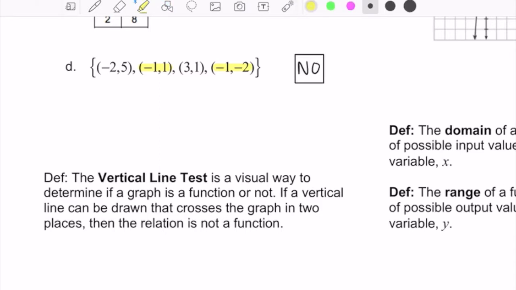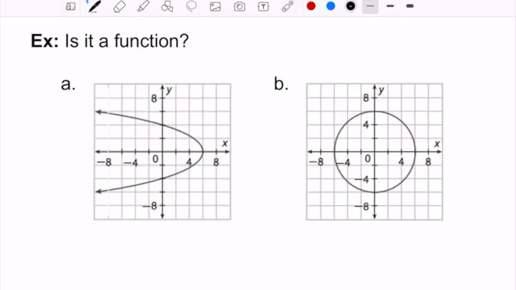Sometimes instead of being given a table or a mapping diagram or a list of ordered pairs, we're given a graph and we're asked to determine if the graph represents a function. And so just a reminder that the vertical line test lets you determine whether or not a graph is a function. So if you can draw a vertical line that goes through the graph in two different places, or two different solid points at the same time, then the relation is not a function. So here in this next example, that's what we're being asked to determine.